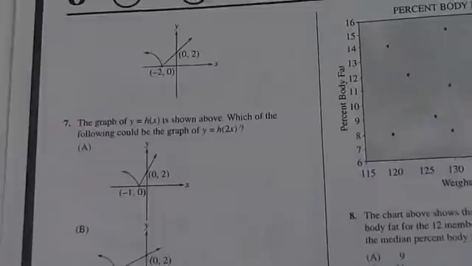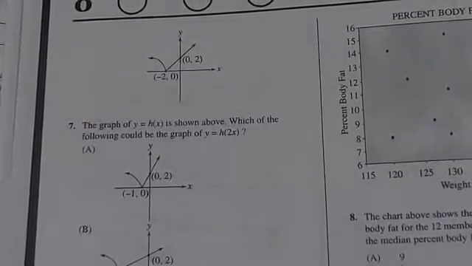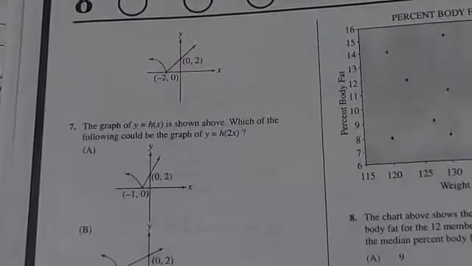Number 7, a little bit tricky. The graph of y equals h of x is shown above. Which of the following could be the graph of y equals h of 2x? Alright.